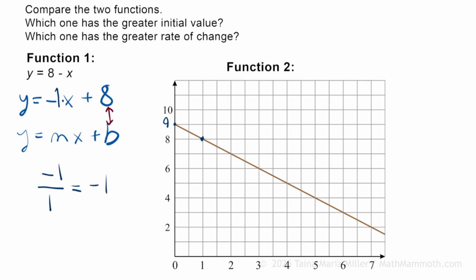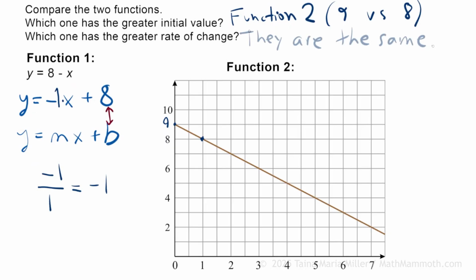And which one has the greater initial value? Oops, I skipped that. Let's go back to it. Here we already determined that the initial value was 8. You can also see it by plugging in 0 in place of x. And here, at 0, the initial value is 9. So function 2 has the greater initial value, 9 versus 8. And which one had the greater rate of change? They're the same. Or you could say neither function has a greater rate of change.